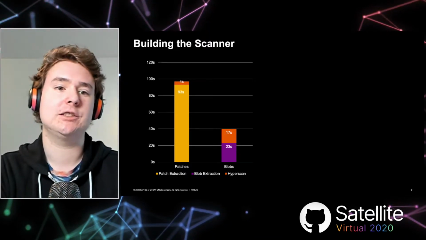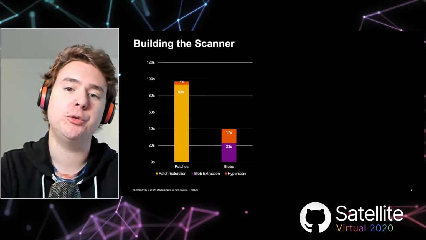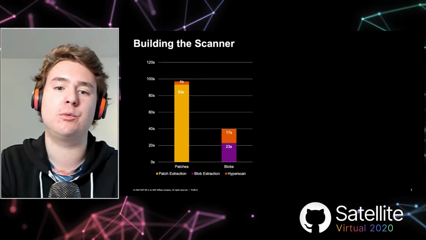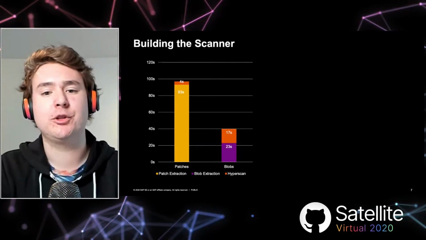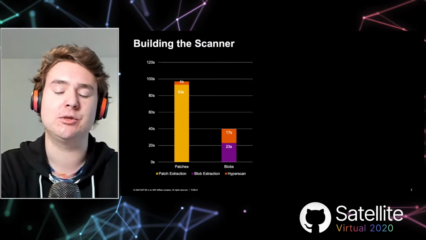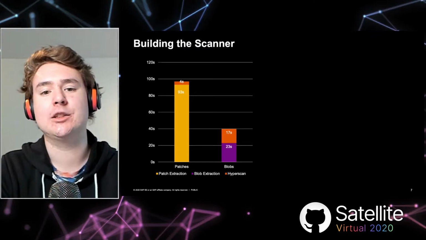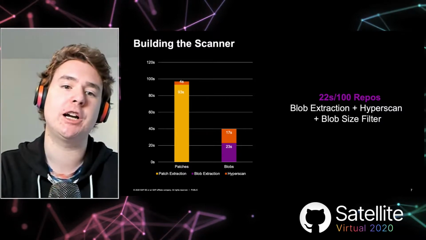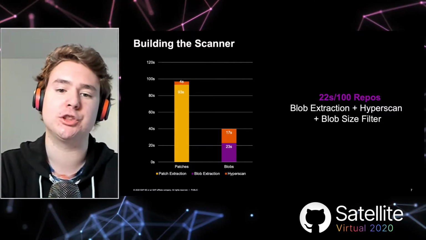Another observation we made was that of this time, actually a pretty large chunk was spent on just a very few individually large files, and those were all binary blobs or some otherwise auto-generated files that probably shouldn't have been checked into Git in the first place, but that's a whole other problem. And more importantly, they didn't contain any secrets, or if they did, those were all just false positives. So we decided we could safely ignore them. And we did that by implementing a filter to skip over any file larger than 1 megabyte. And this allowed us to further cut down the runtime to just 22 seconds.